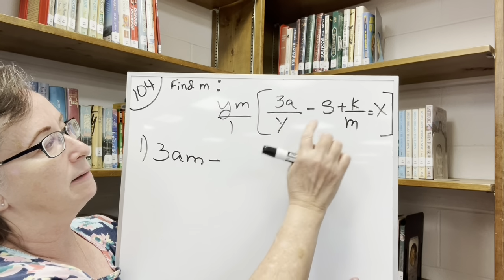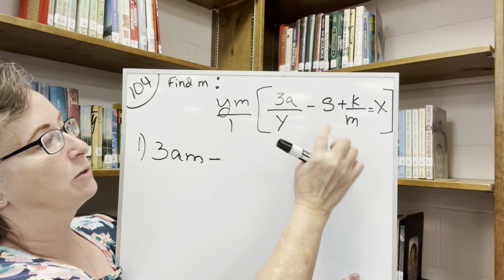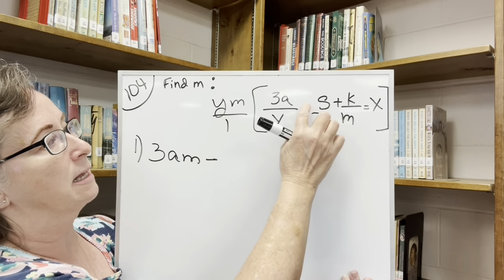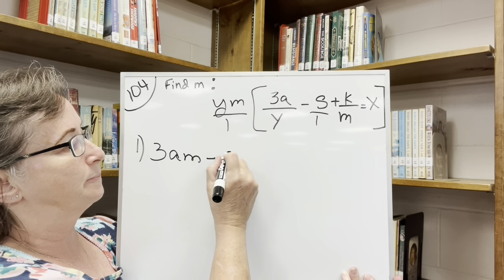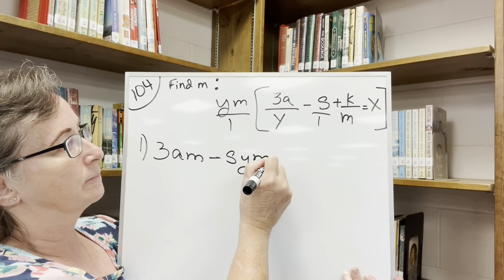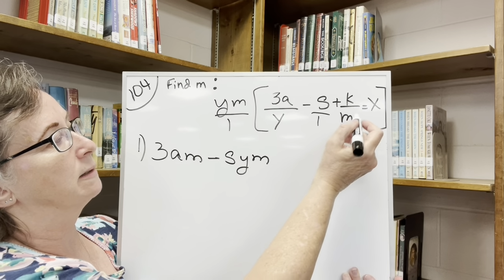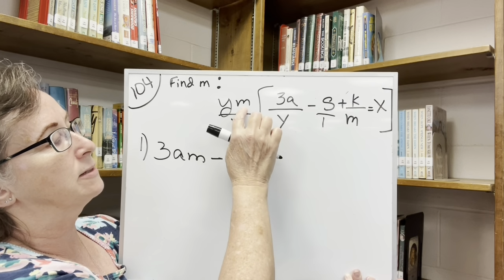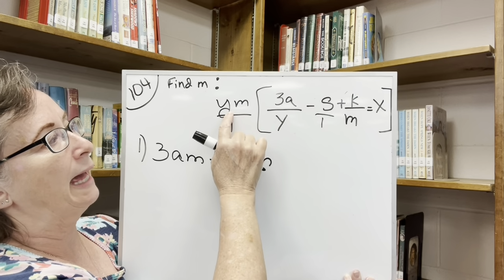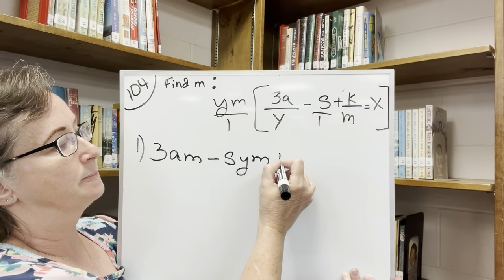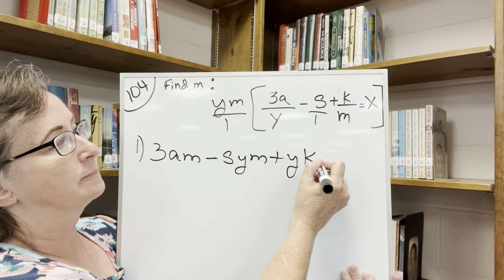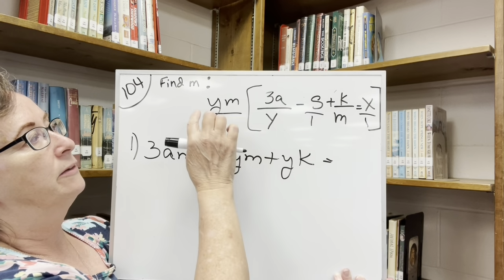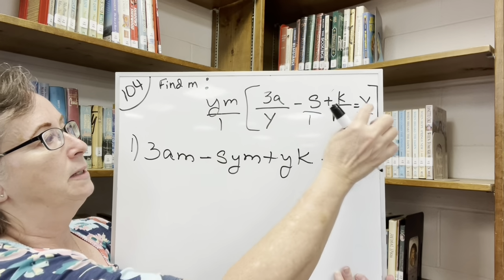And oopsie, there's an s right here. I missed it. So this s just has a 1 on the bottom. So we're going to multiply it straight across. Minus sym. And then we go on to this one. This is a whole other term. K over m cancels the m, leaving the y times the k. Yk equals, x is also just over 1. So it's going to be ymx.